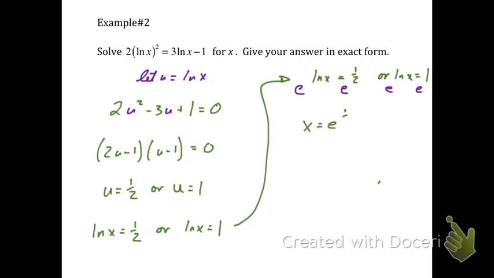e raised to the natural log of x is just x. Check out that law if you're unfamiliar with that. And that gives me e to the 1/2, which we know as square root of e. And the same on this side, and that's just e. So there are your answers to these two equations.